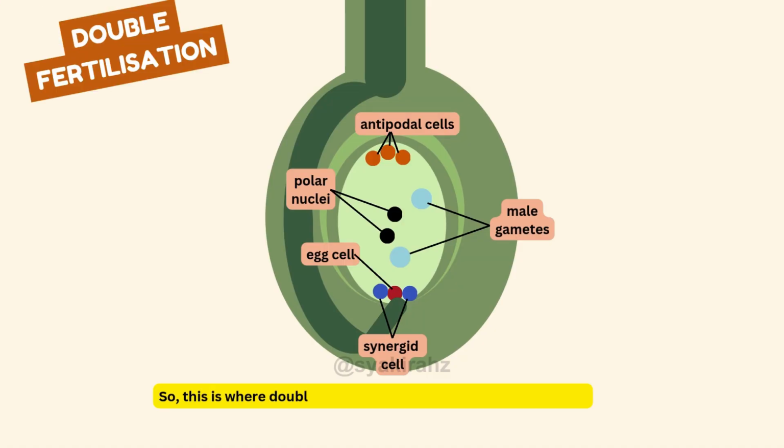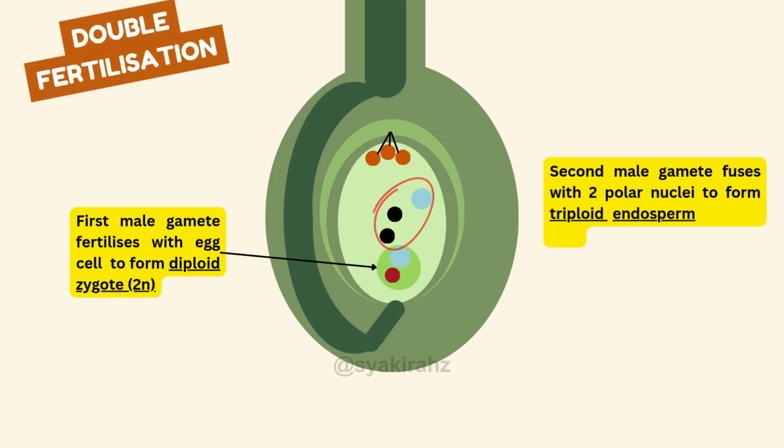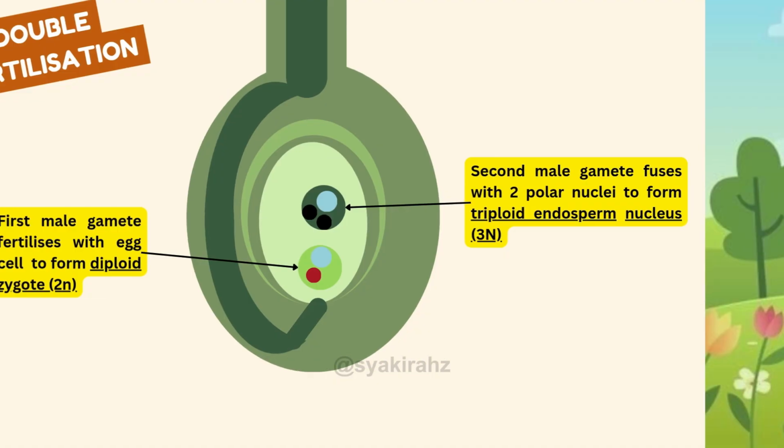So, this is where double fertilization happens in flowering plants. The first male gamete fertilizes the egg cell to form a diploid zygote. The second male gamete fuses with the two polar nuclei to form a triploid endosperm nucleus. And that's how double fertilization takes place in flowering plants.